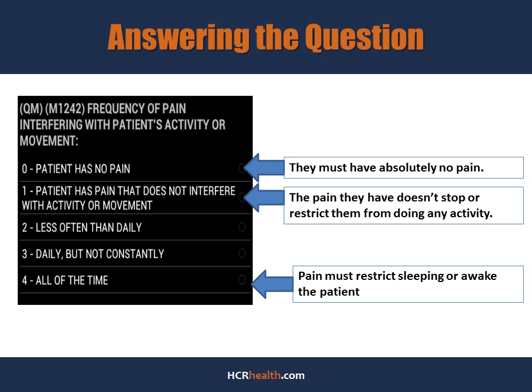In order for the patient to score a one, the patient has pain that does not interfere with activity or movement. The patient must have pain that is not stopping them from doing or modifying any activity. These include completing an activity slower, requiring more assistance, using an assistive device, or completing an activity less frequently than they normally would. Scores of two would indicate the patient does have pain, but it's occurring less often than daily. Scores of three indicate the patient has pain daily, but it's not constant. In order to score a four, all of the time, the patient must have pain constantly throughout the day and night, and the night pain must restrict the patient's sleeping.